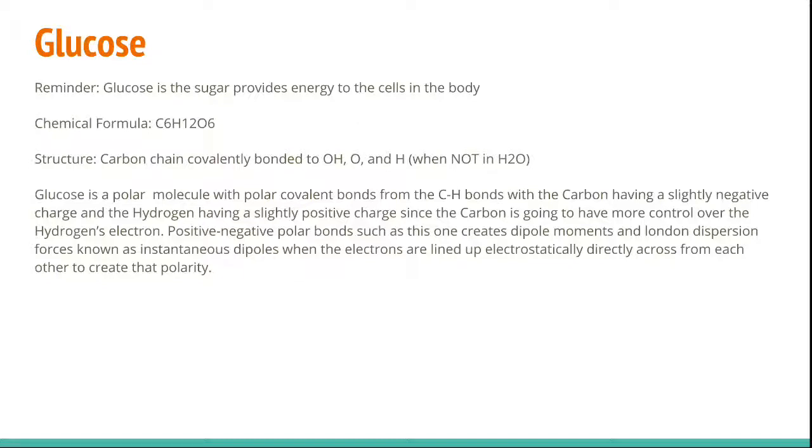Glucose is a polar molecule with polar covalent bonds from the carbon-hydrogen bonds, with the carbon having a slightly negative charge and the hydrogen having a slightly positive charge, since the carbon has more control over the hydrogen's electrons. These positive and negative polar bonds create dipole moments and London dispersion forces, also known as instantaneous dipoles, which is when the electrons are lined up electrostatically directly across from each other to create that polarity.